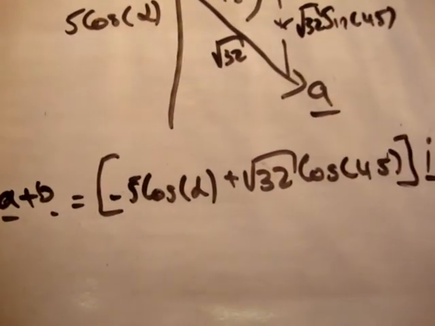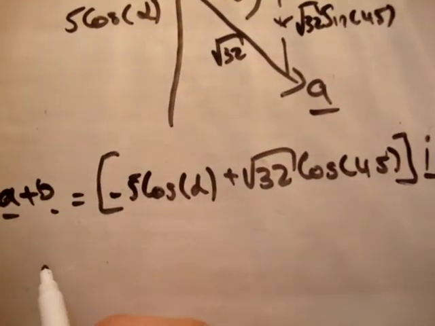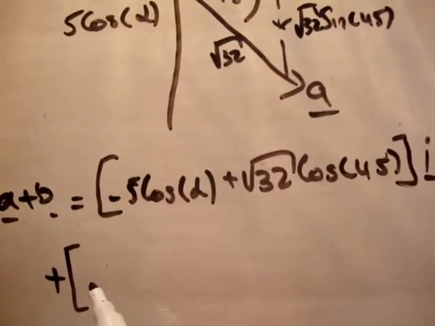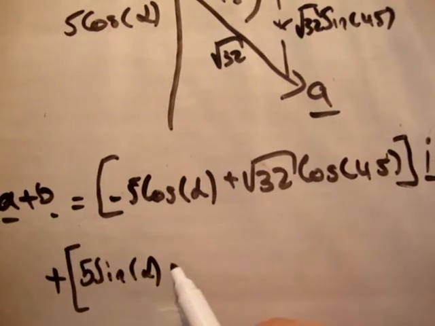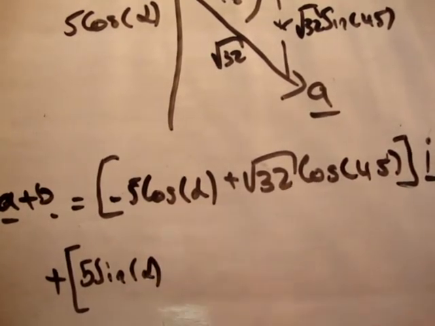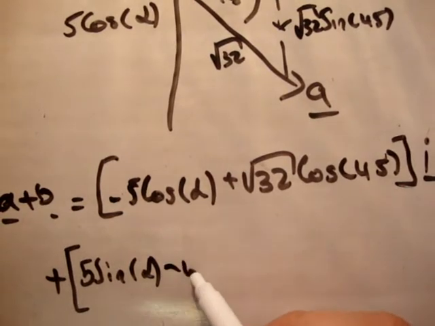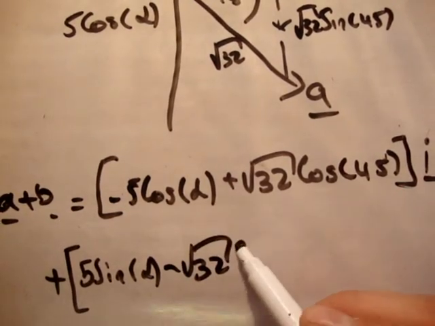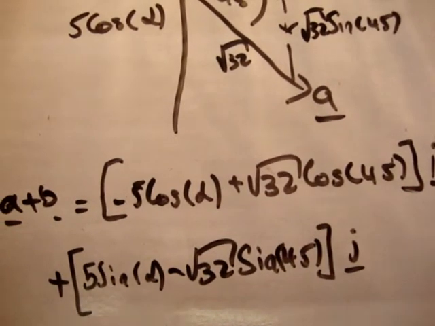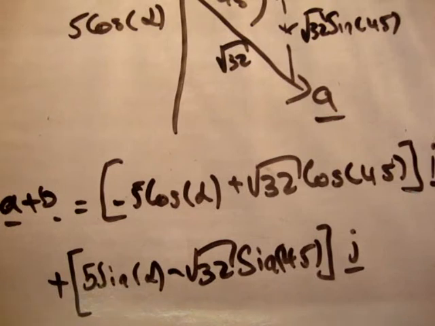Similarly, we'll say plus 5 times the sine of alpha, in the j-hat direction, but I'm not going to draw that, minus root 32 times the sine of 45 degrees, like that. And that is in the j-hat direction. So, do we have to plug this in? I suppose we do. But we know that it's parallel to the j-axis.